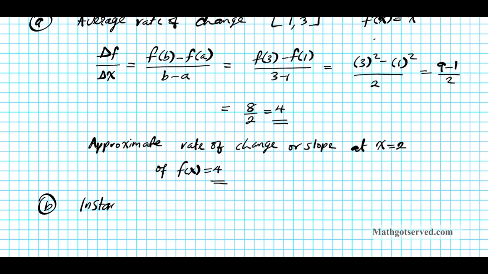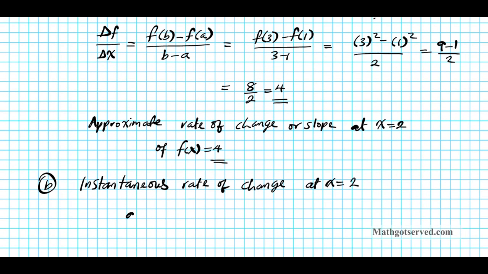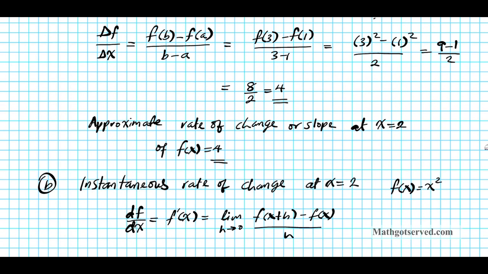So instantaneous rate of change. We don't need an interval because at an instant, all we need is a point. So at x equals 2 in this case. Okay, so instantaneous rate of change is df dx, which is the same as f prime of x, and is the limit as h approaches 0 of f of x plus h minus f of x over h. In this problem, we know that f of x is equal to x squared.